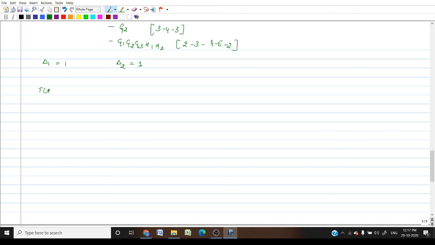So with that, the overall transfer function T of S will be equal to, I'll write the final one, G1, G2 plus G1, G2, G3, whole divided by 1 plus G2 plus G1, G2, H2 plus G1, G2, H1, H2 plus G1, G2, G3, H1, H2. This is the overall transfer function.